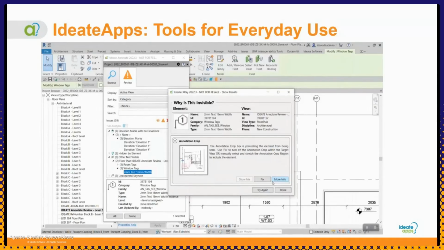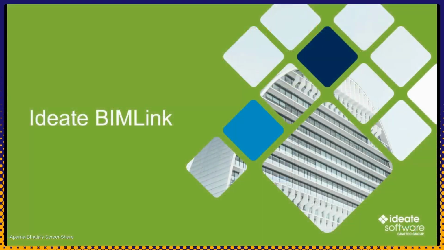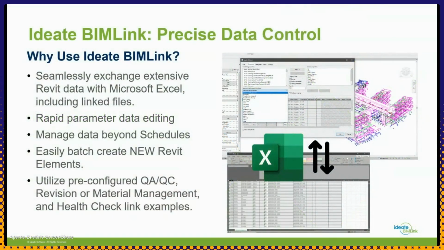We'll talk just a little bit about BIMlink, which is designed to seamlessly exchange extensive Revit data with Microsoft Excel. Next. So why would you do that? This is sort of the opposite of Sticky, if you will. Sticky is about representing, displaying Excel information or Word information. BIMlink is about managing data that's inside the Revit project through the use of Excel.